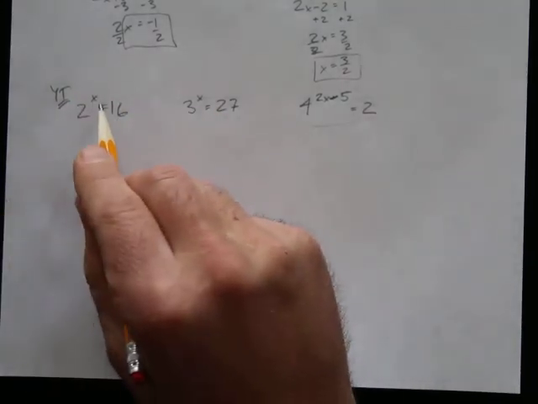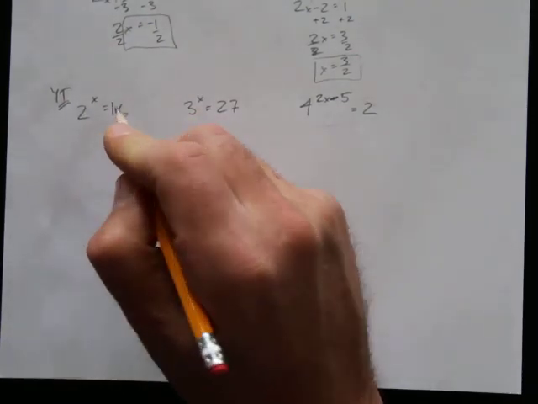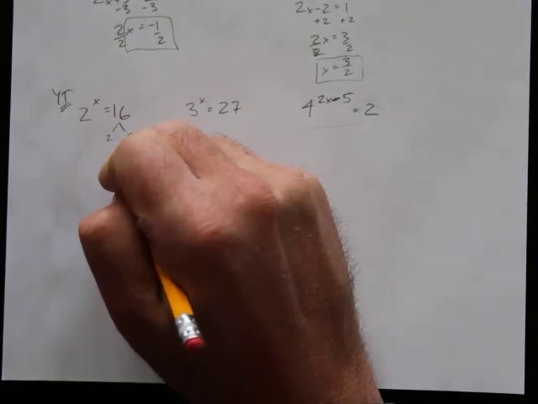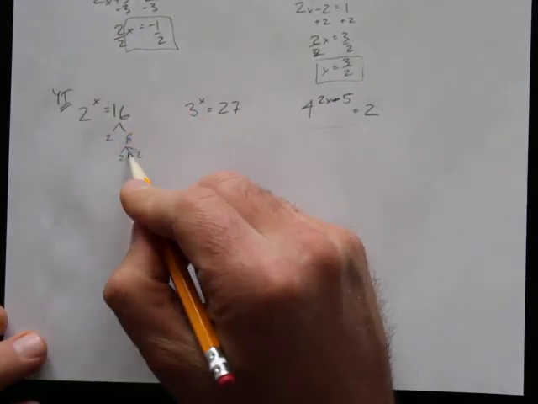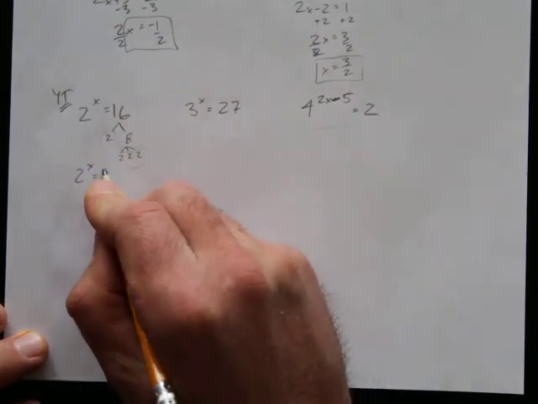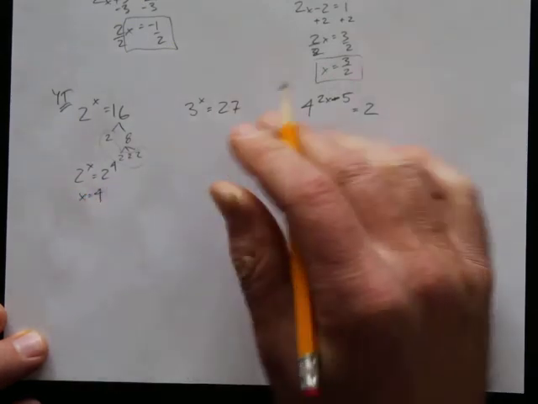All right, let's see how you did here. So I want the base to be 2 over here. 16 is 2 times 8, and 8 is 2 times 2 times 2. So I've got 4 2's. So that's the same as 2 to the x equals 2 to the 4th power. Ignore the bases, x equals 4.